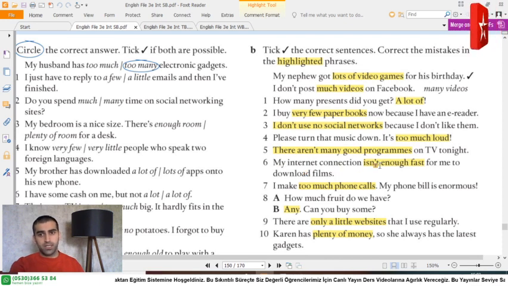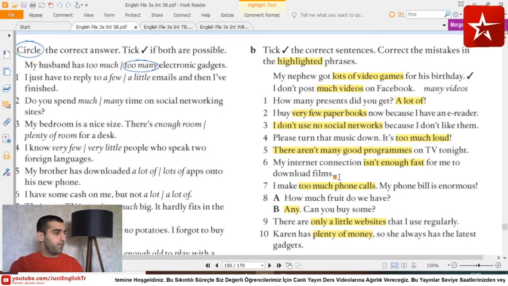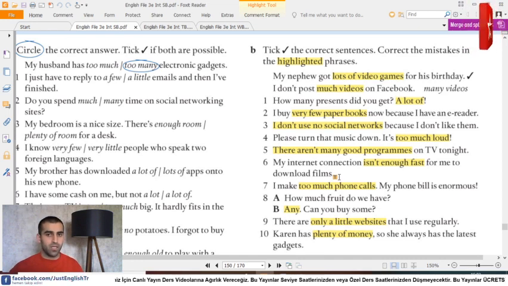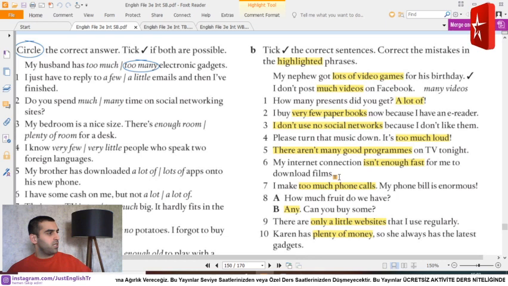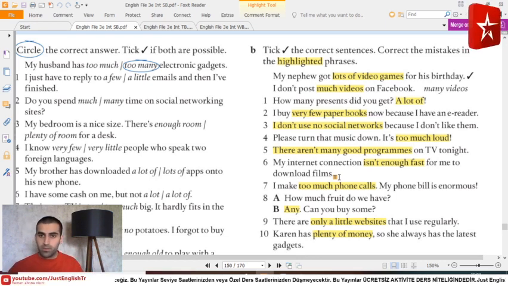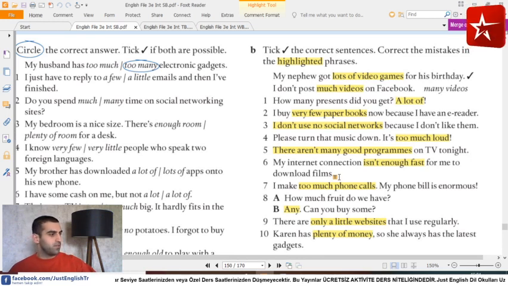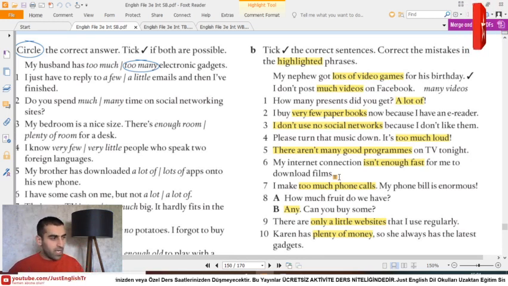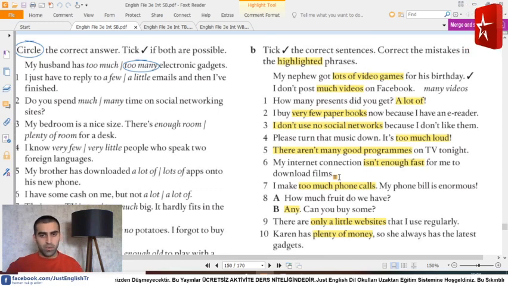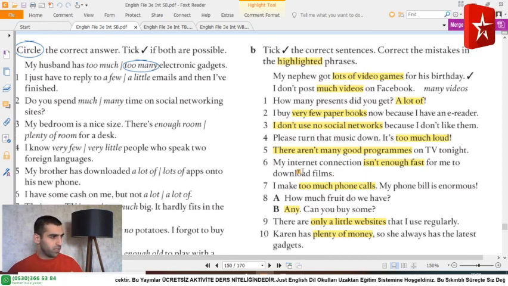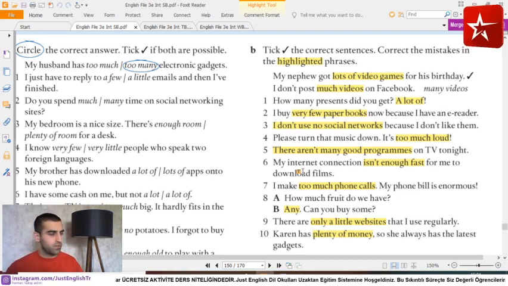My internet connection isn't enough fast for me to download films. What do you think? Number 6 is correct or not? Number 6, we have isn't enough fast for me to download films. As you remember, we use enough before nouns, enough books, enough friends, enough mobile phones. Okay, but when it comes to adjectives and adverbs, we use enough after them, guys. So what should we do here? What should we choose? Is it correct or incorrect sentence? I'm waiting for your answers.